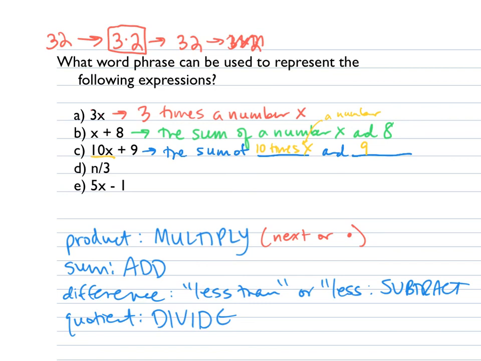Okay, this should be written like that, n over 3. I don't like it to the side. So we're dividing, so this is quotient. The quotient of n and 3, since n is on top, n goes first.